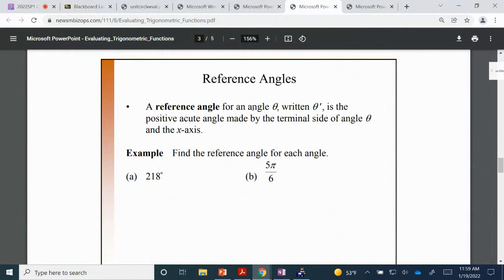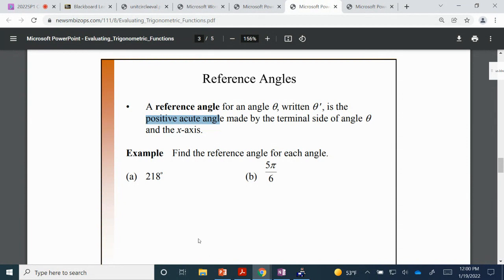All right, so here we're asked this question, and we're going to finish up the reference angle chart. It says that a reference angle is an angle that's written as theta, or theta prime, and this theta prime notation is not a part of this textbook. And a reference angle is just a positive acute angle. We have to find a reference angle for each one of these angles, a 218-degree angle and a 5 pi over 6 angle.